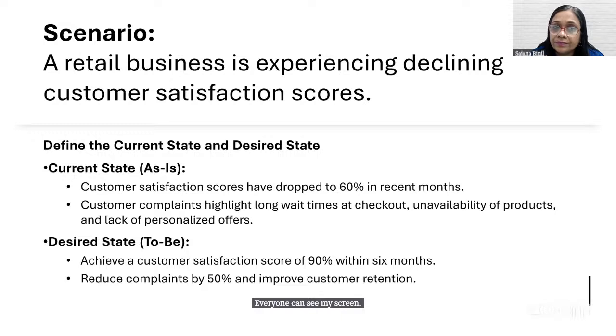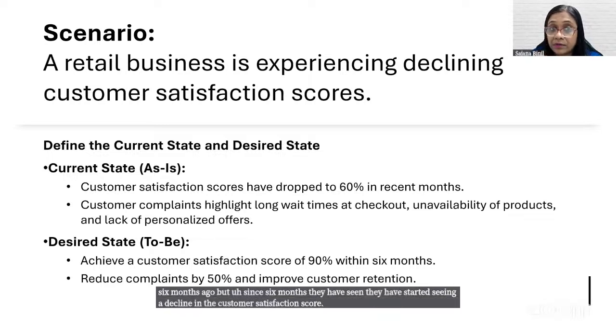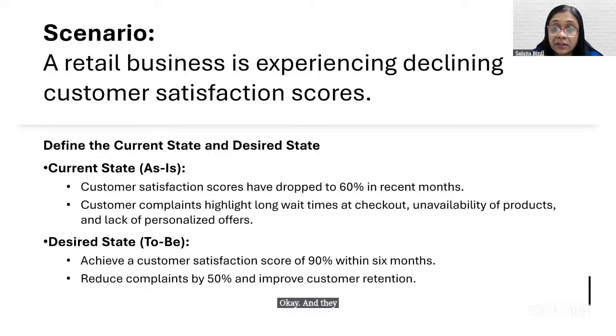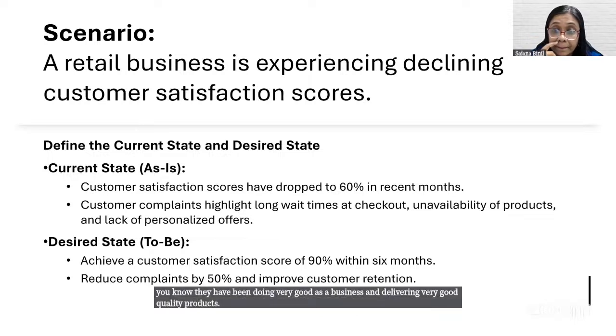In this scenario, a retail business is experiencing declining customer satisfaction scores. So they were doing very good as a business 6 months ago, but since then, they have started seeing a decline in the customer satisfaction score. They called a group of consultants, analysts, to figure out what was the reason for that. They have been doing very good as a business and delivering very good quality products.